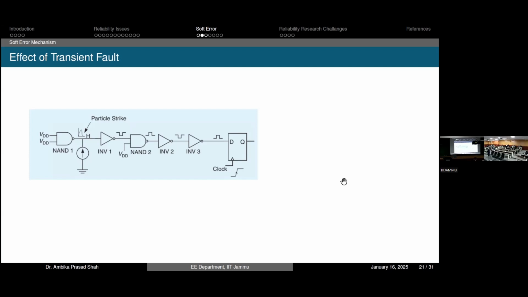Now let us assume at this node a high energy particle strikes and it generates some glitch. How it generates, I have already told you in the previous slide. Let us assume at this node one glitch is generated. Ideally, because both the inputs of the NAND gate are 1 1, here I should get 0, and accordingly the inverter will pass it and then it should be 1. Ideally it should be 1, but because of the high energy particle strike at this node, it has generated a spike, and that spike can be considered as a pulse for the input of this inverter.